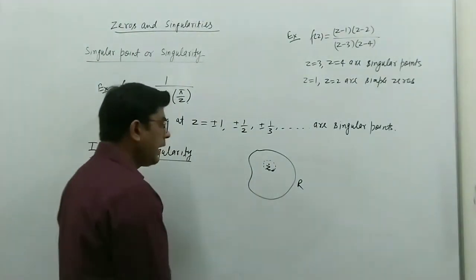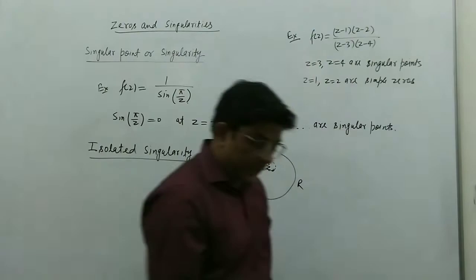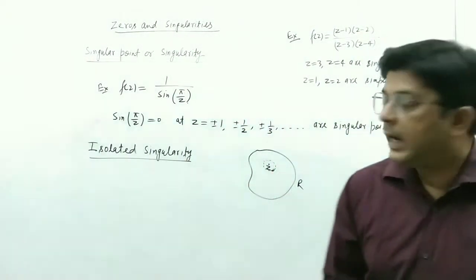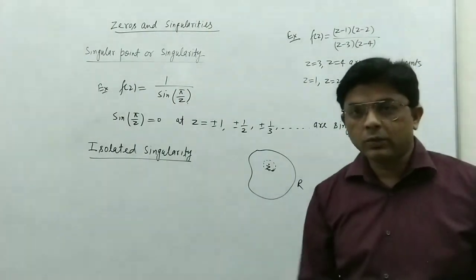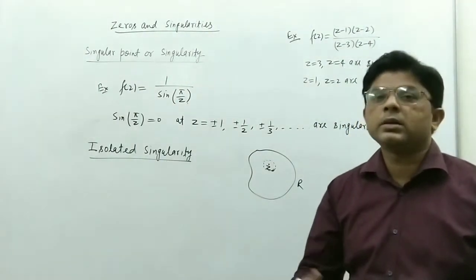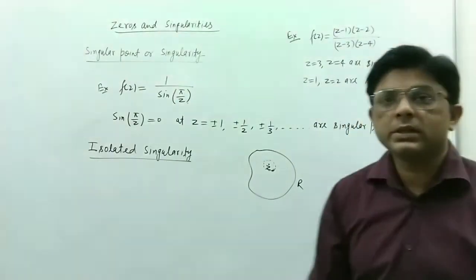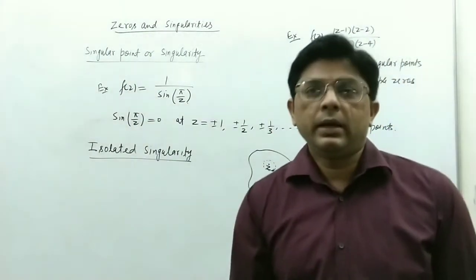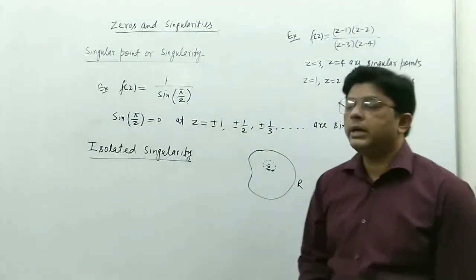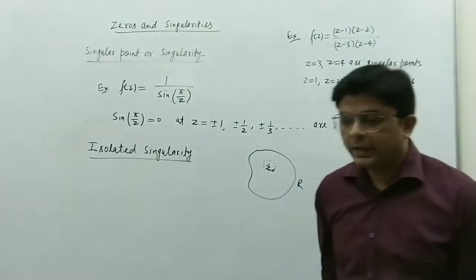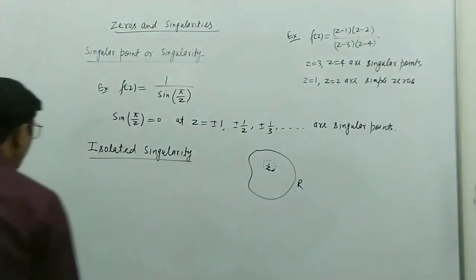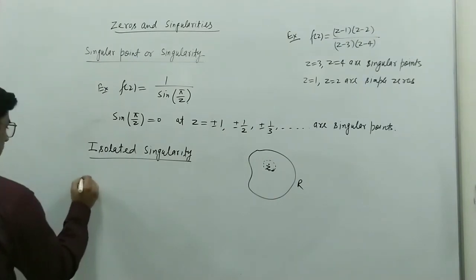Okay, and if we have a singularity z0 and if we take a neighborhood of that z0 and we can find other singularities also in this neighborhood, it means there is some singularity in the neighborhood of this z0, then in that case that singularity is known as a non-isolated singularity. Okay, so we can understand this again by an example.